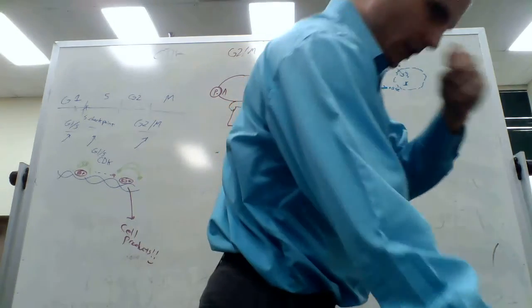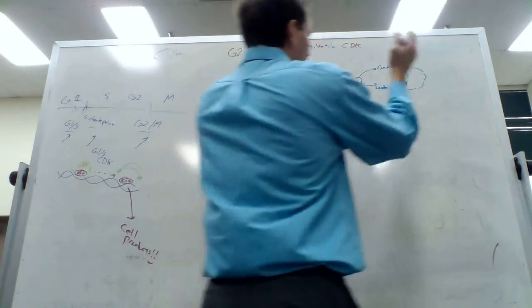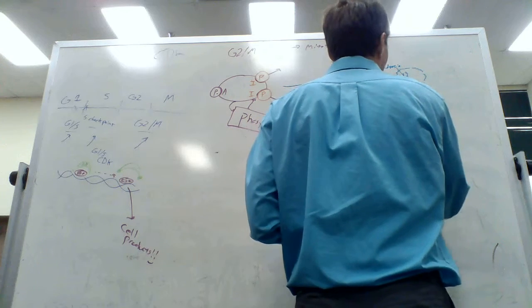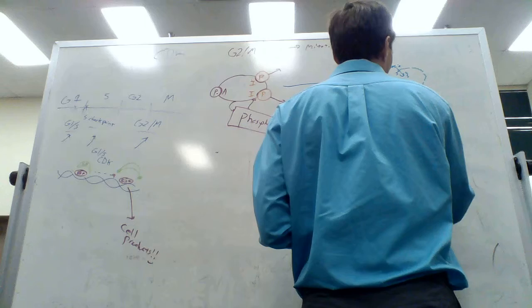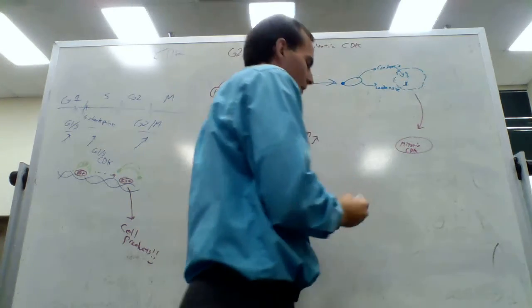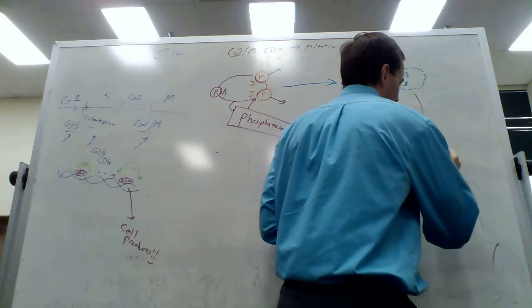Okay. So, part 1, part 2, part 3 is going to be moving to where our mitotic CDK is going to turn on ubiquitin tagging.